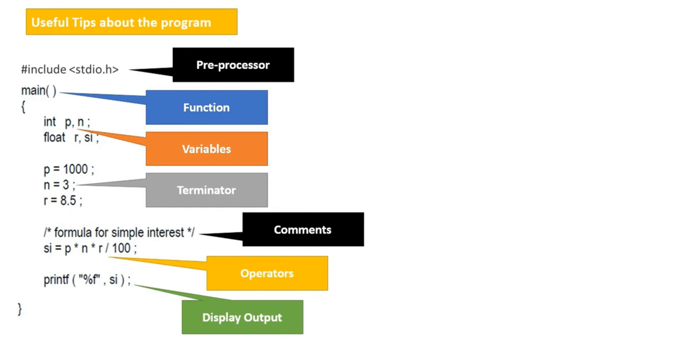Like if you see the simple interest, it will give you the value in decimal points. It's not a complete integer, it will give you a result in point form. So f stands for float, that means floating point. So %f is a format specifier of float type and SI is the variable that stores the value of simple interest. So printf within the bracket %f comma SI will display the output.